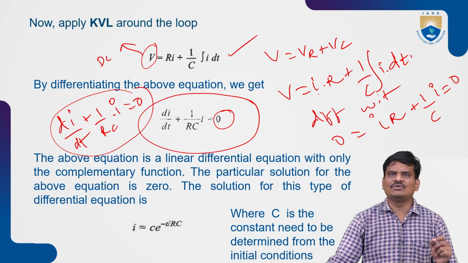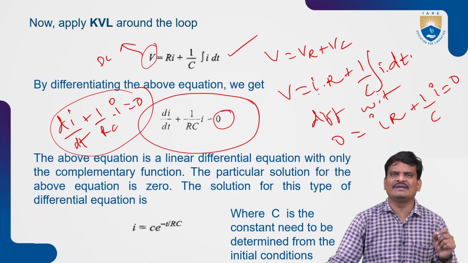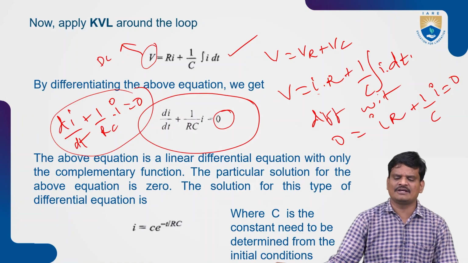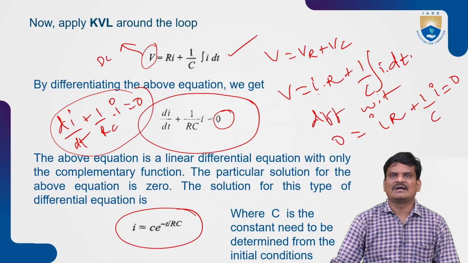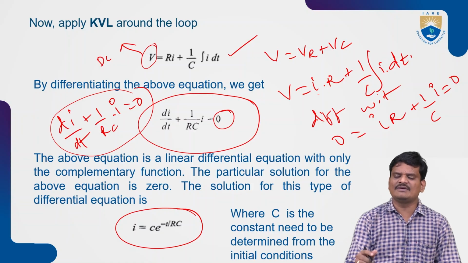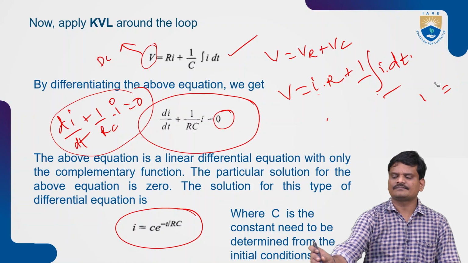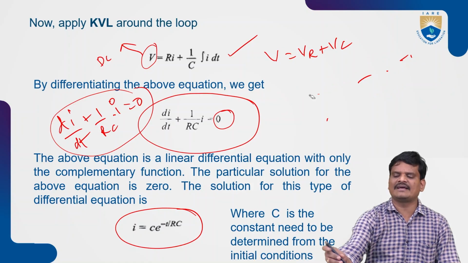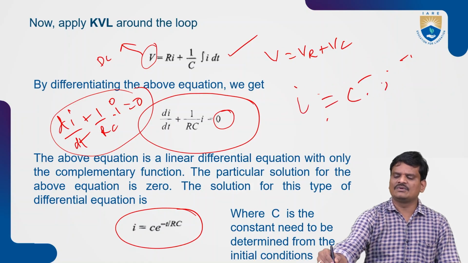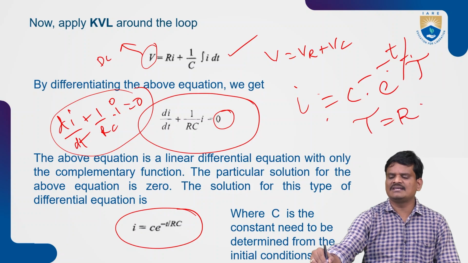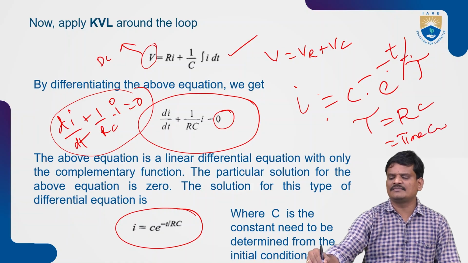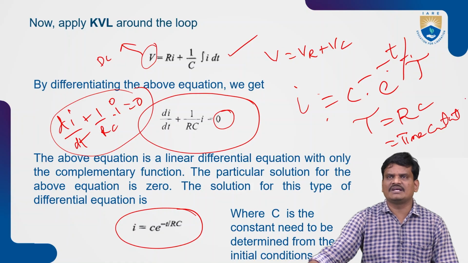So you know that the solution for the above linear differential equation will be, in general, according to the mathematical terminology, given as what? I equal to C into e to the power of minus t by RC, or else the same expression can also be rewritten as I equal to C into e to the power of minus t by tau, where the value of tau is RC. It is considered as the time constant. Tau is represented as the time constant of a series RC circuit.